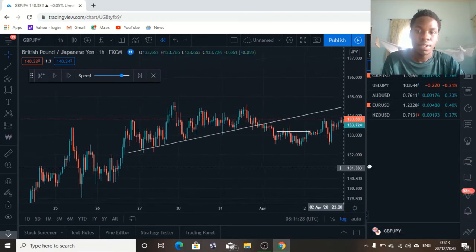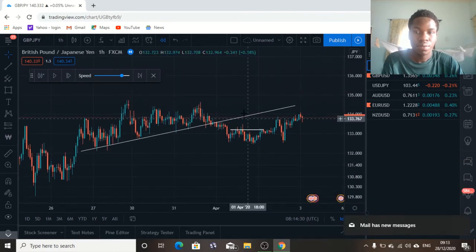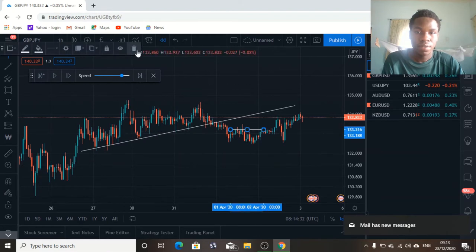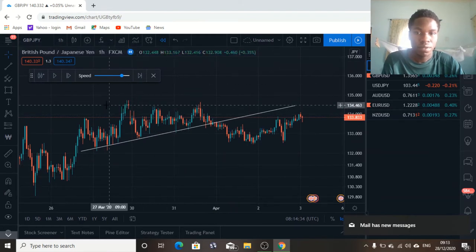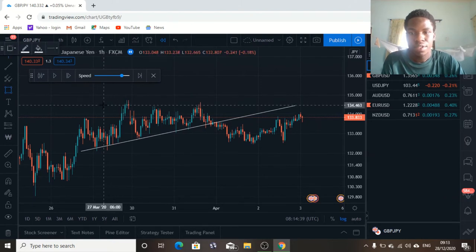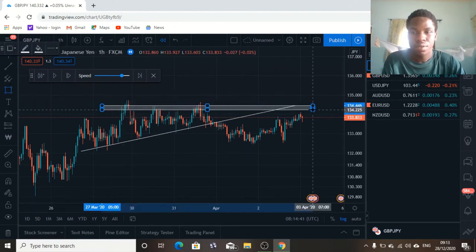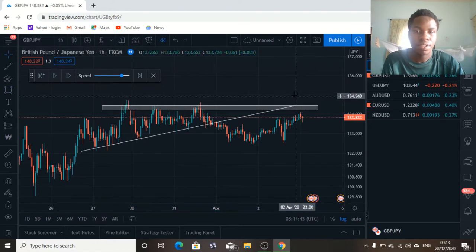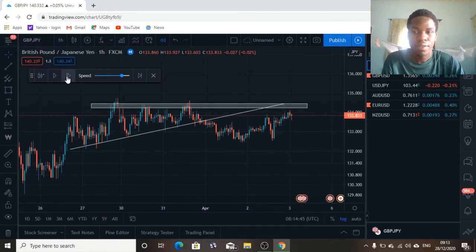Yeah, sometimes the market just plays around with us. So this should be valid at the moment. Okay, a possible area of rejection. Not only rejection, but it's also going to be a retest of the trend line. So if that works out, it's going to be amazing.